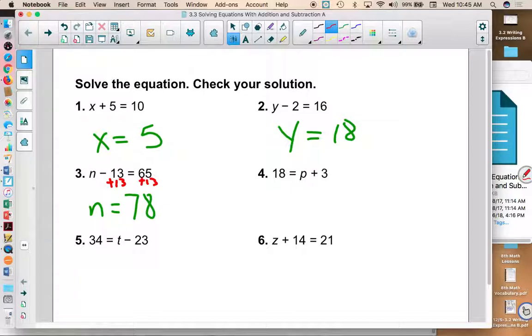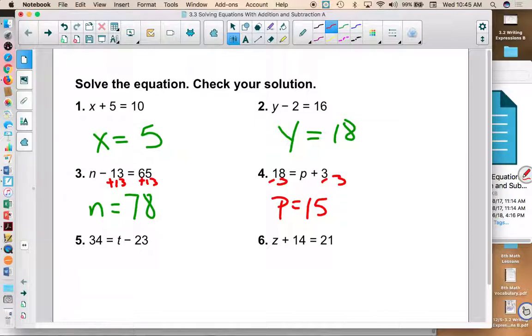Zero pair. Good. Number 4, 18 equals p plus 3. What's the value of p? Matthew says p has to be 15. Is he correct? Yes. Because he just subtracted 3 from both sides.